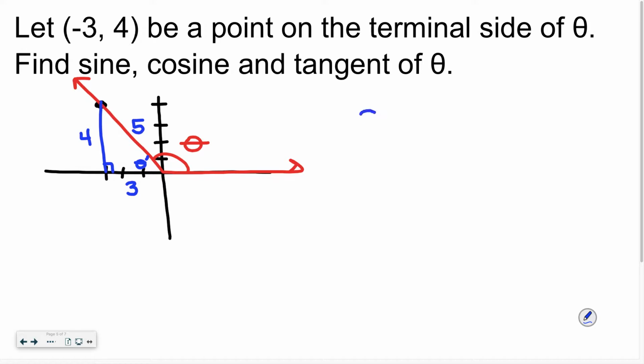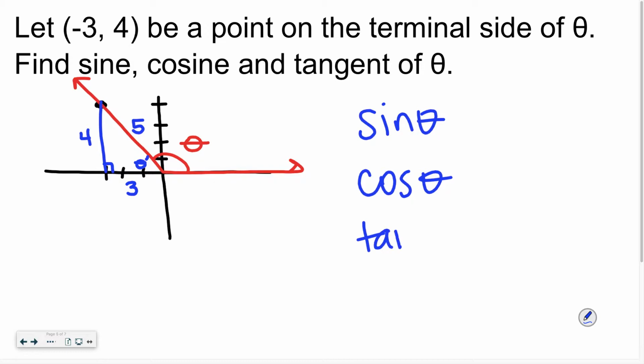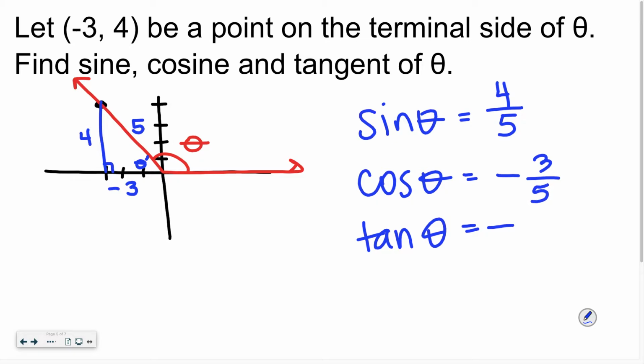Okay, so one of two things here. You can say, all right, I'm in the second quadrant, so I know that sine is positive and that's it. Or you can label the 3 as a -3, like some of you have already chosen to do, and then find your ratios that way. So our sine ratio, opposite of the reference angle over hypotenuse. Our cosine, adjacent over hypotenuse. And our tangent, opposite over adjacent.